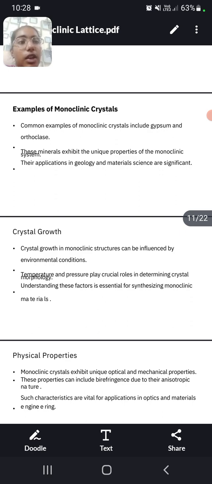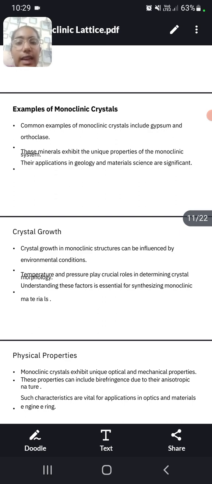The shape. The unit cell resembles a distorted rectangular prism where one pair of opposite faces is tilted relative to the others. Symmetry. The monoclinic system has a low level of symmetry compared to cubic or hexagonal systems. It allows one two-fold rotation axis or one mirror plane.